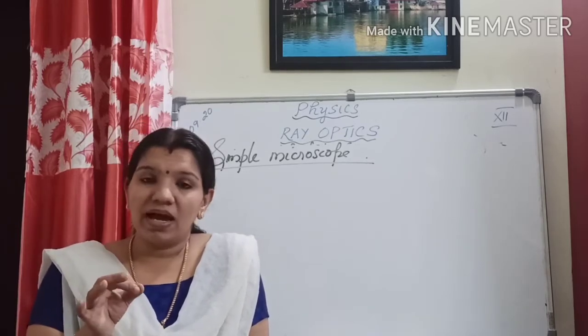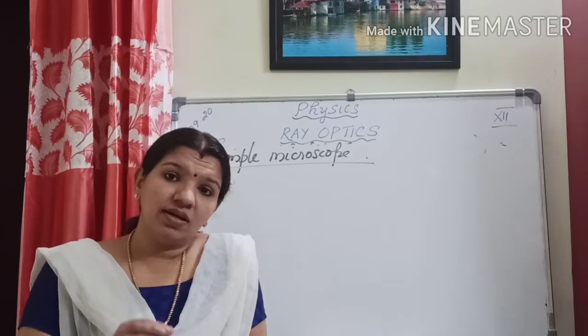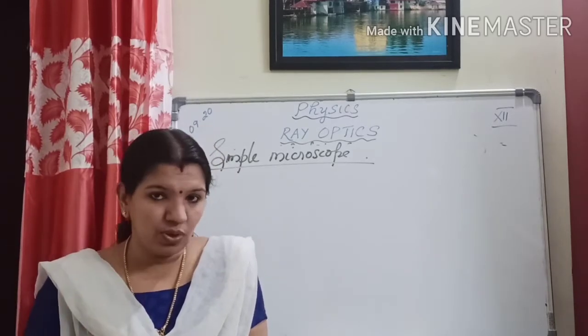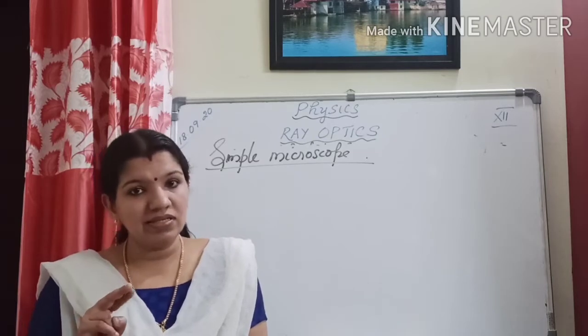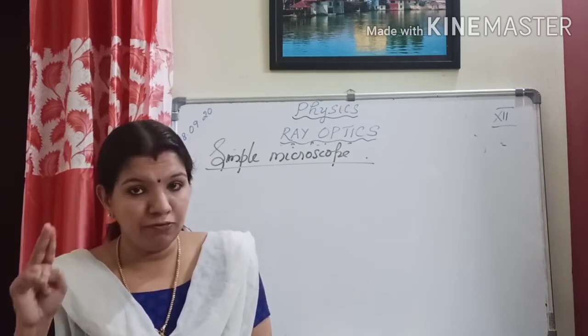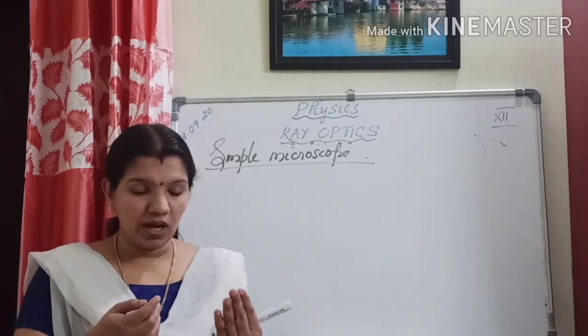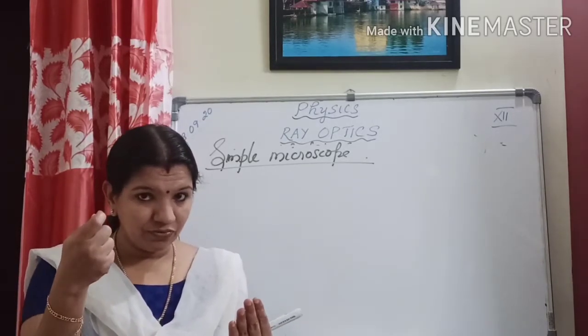So the maximum magnification is always at where? Least distance of distinct vision. That is the first case you have to study. And the second case is when the image is formed at infinity. That means you are looking at an object like this. Then you are placing the lens or the magnifying glass like this.